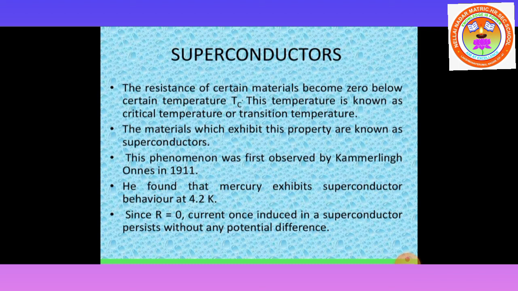This phenomenon was first observed by Heike Kamerlingh Onnes in the year 1911. He found that mercury exhibits superconducting behavior at 4.2 Kelvin. At a temperature of 4.2 Kelvin, mercury exhibits the superconducting property.